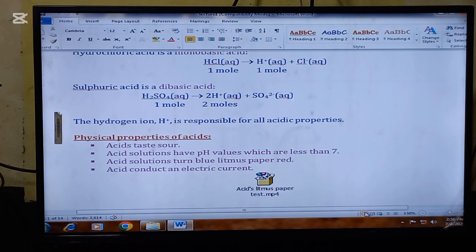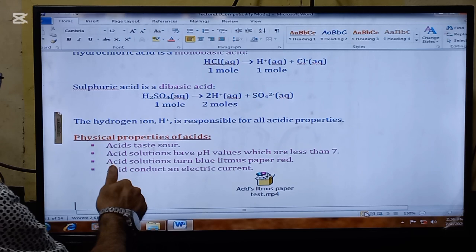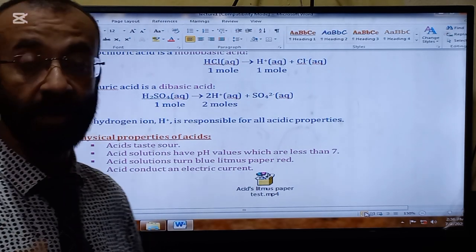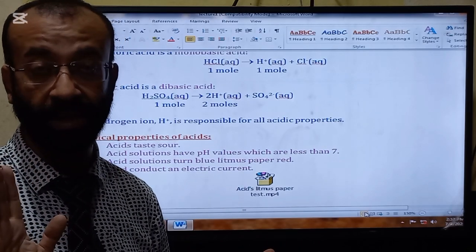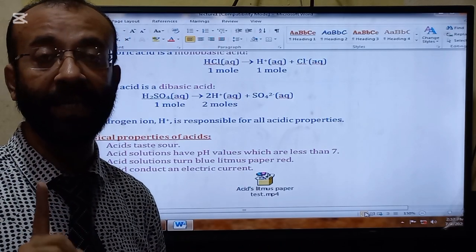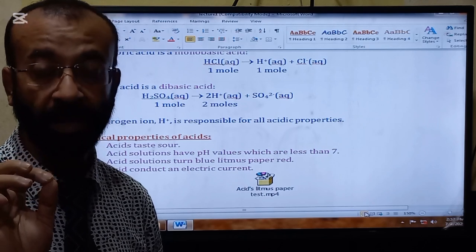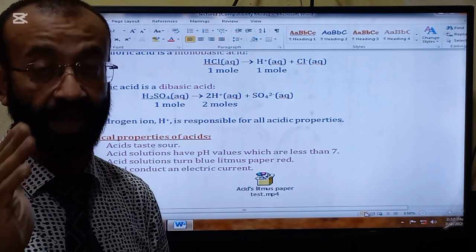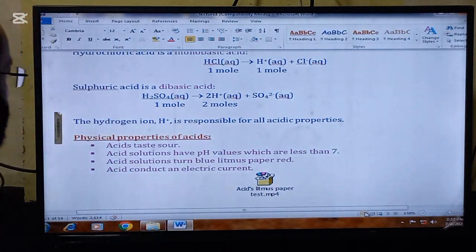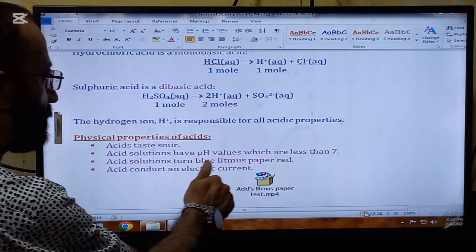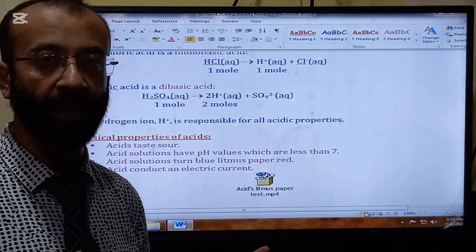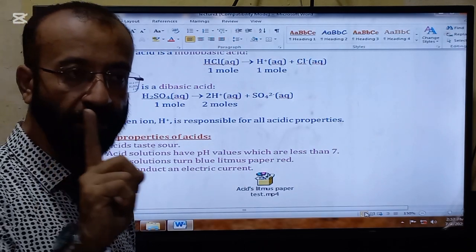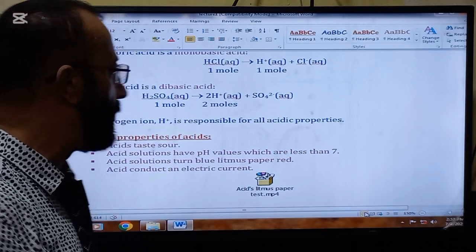Next thing that we are going to read is the physical properties of acids. The first physical property is acids taste sour. This is confirmed. Whenever you taste an acid, so this is dangerous. You should not taste any acid that can harm you. But the taste of acids is sour. The second property is acid solutions have pH values which are less than 7. So this is another property that is confirmed. pH value will be lesser than 7 for acids.